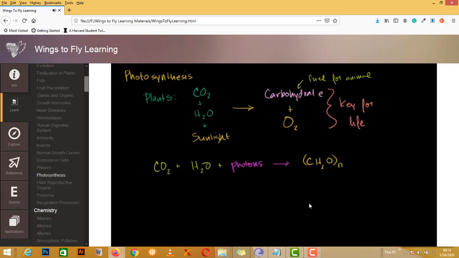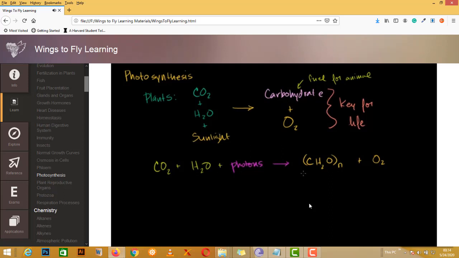You could have these long-chain carbohydrates. So you end up with a carbohydrate, and then you end up with some oxygen. So this right here isn't so different than what I wrote up here in my first overview of how we always imagined photosynthesis in our heads.